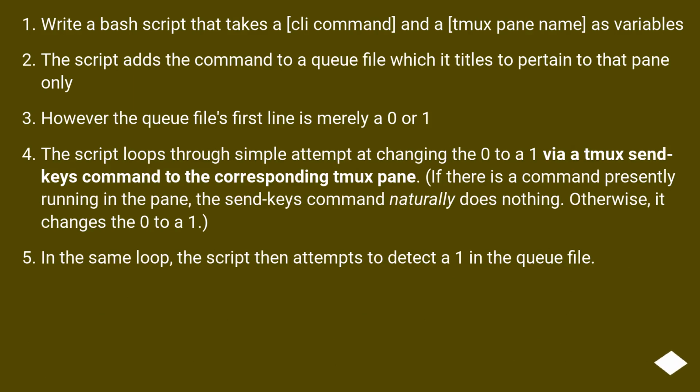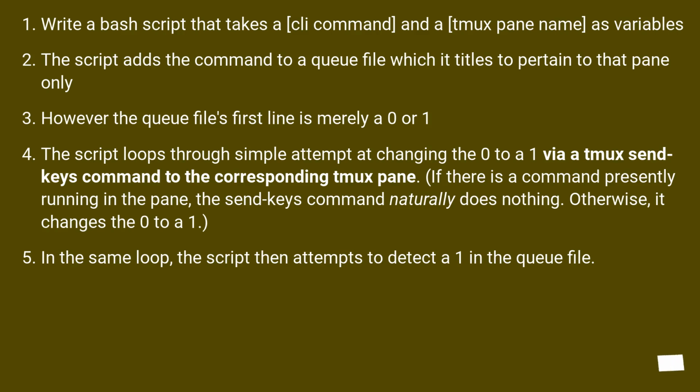Write a bash script that takes a CLI command and a tmux pane name as variables. The script adds the command to a queue file which it titles to pertain to that pane only. However, the queue file's first line is merely a 0 or 1. The script loops through a simple attempt at changing the 0 to a 1 via a tmux send-keys command to the corresponding tmux pane. If there is a command presently running in the pane, the send-keys command naturally does nothing. Otherwise, it changes the 0 to a 1.